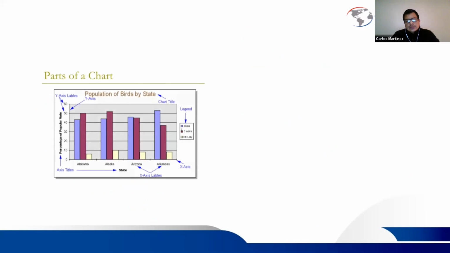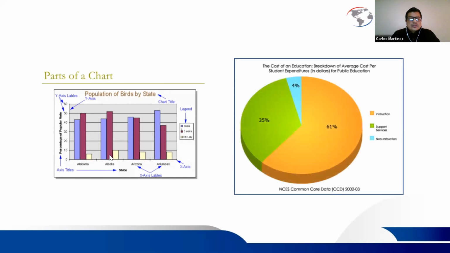as I said before, every chart has its parts. Okay, so basically the charts have these 2 types of distribution. For example, in here we have a column chart, and it says population of birds by state. So every chart has a title. In this case, it's population of birds by state. In this pie chart, the title is the cost of an education, breakdown of average cost per student expenditures in dollars for public education. So this is the title of the chart. Every chart needs to have a title because you need to know what you're talking about.